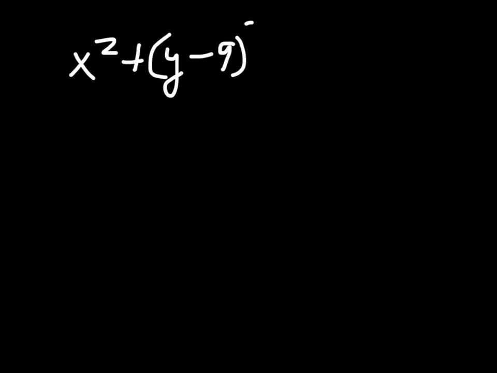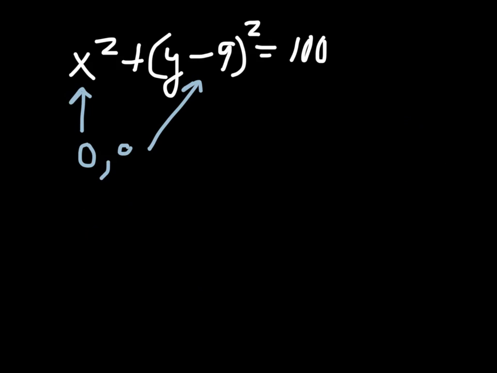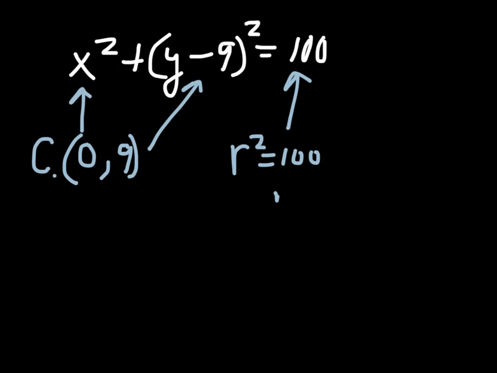For questions that are more complicated, like x squared plus (y minus 9) squared equals 100, that'll be a situation where the center is 0, positive 9. You reverse the signs when you're trying to locate the center of the circle. And the number at the end represents r squared. If r squared is 100, then r would be 10.